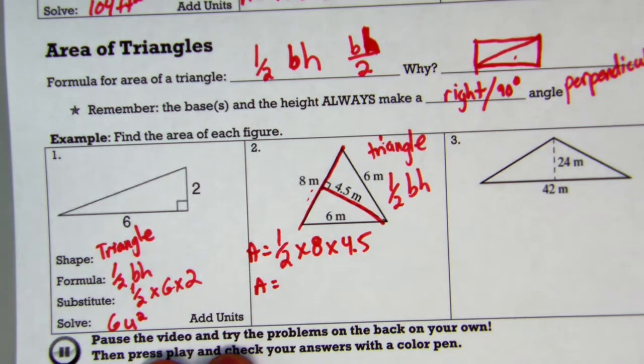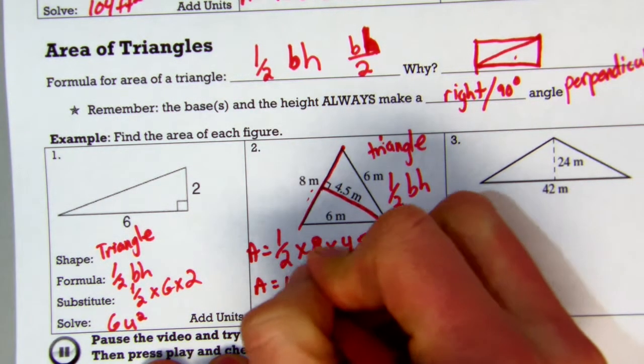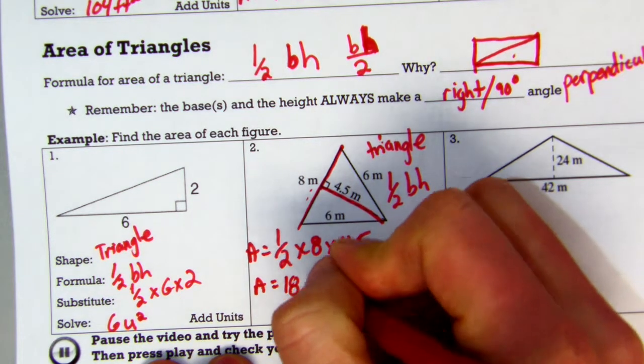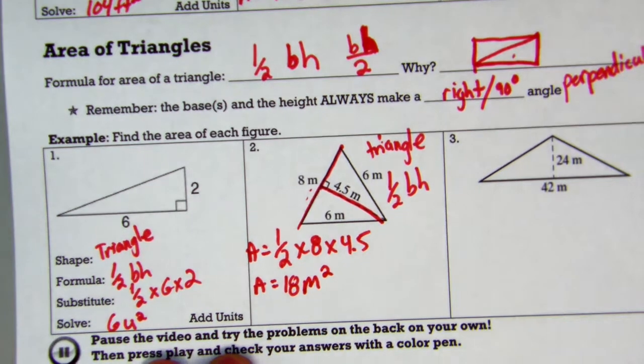Okay. When I multiply all those together, we get an answer of 18 meters squared.